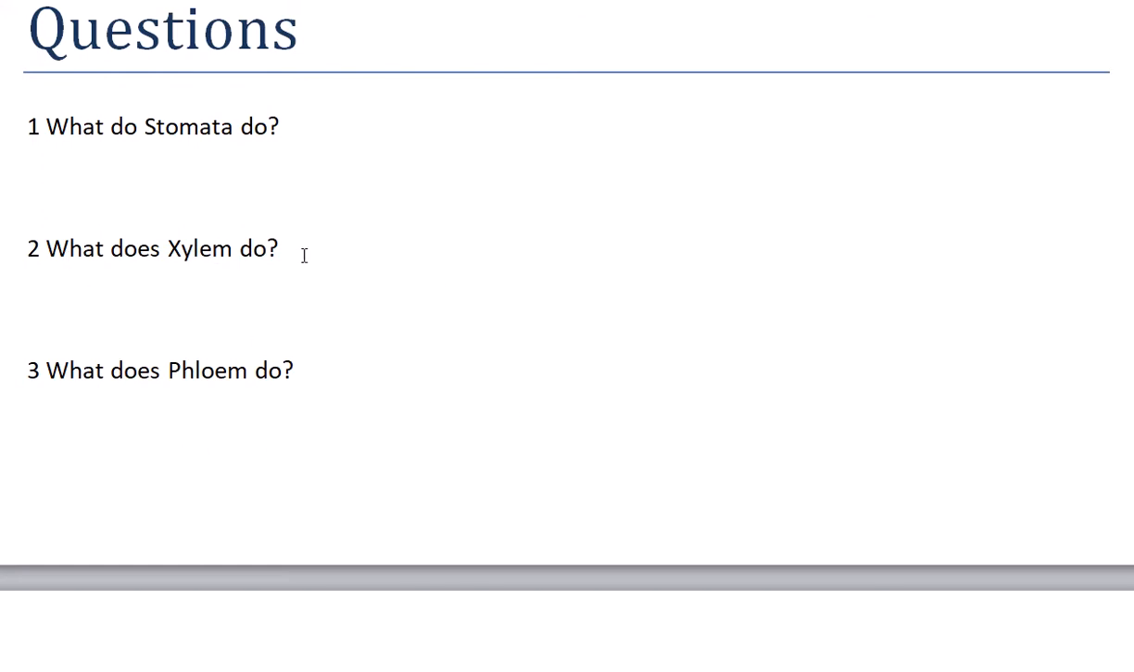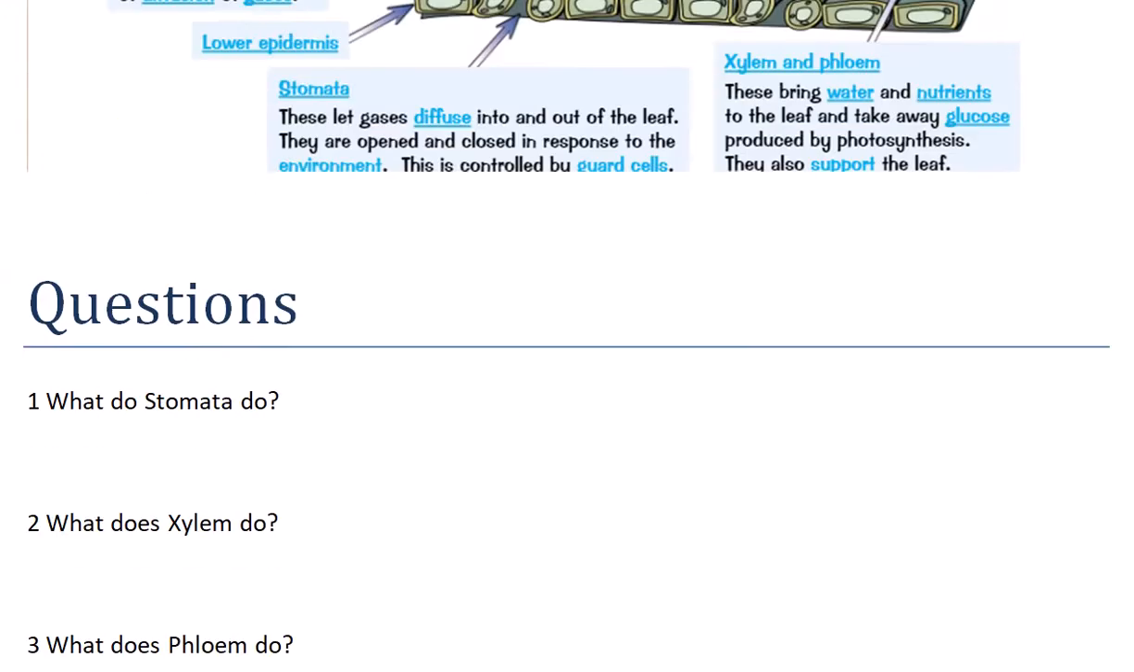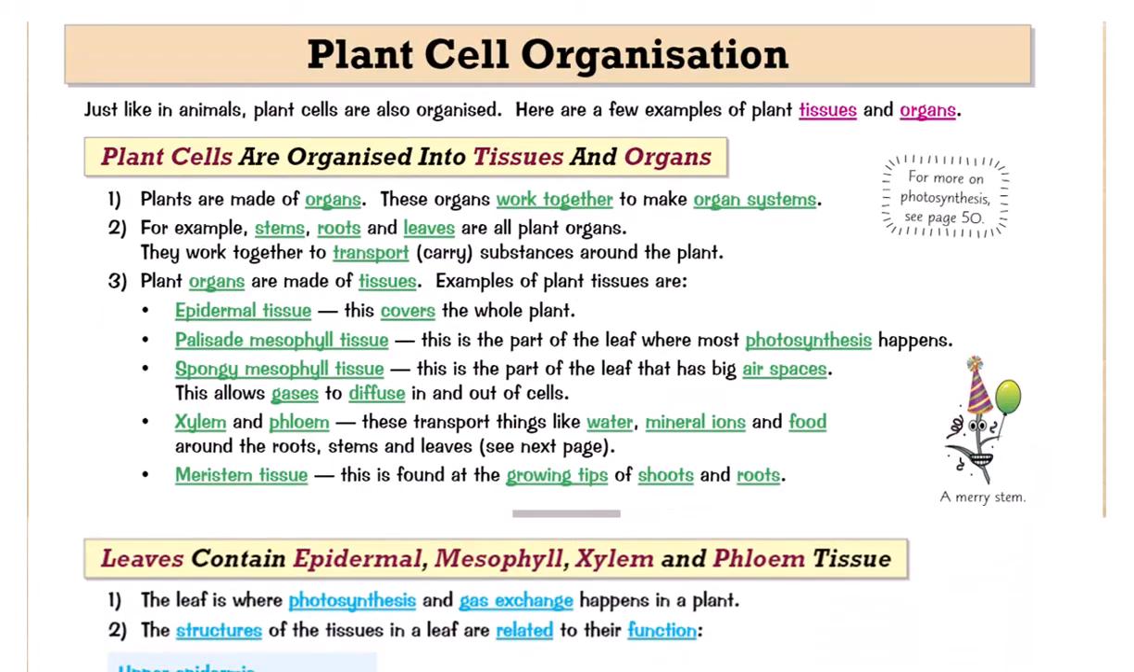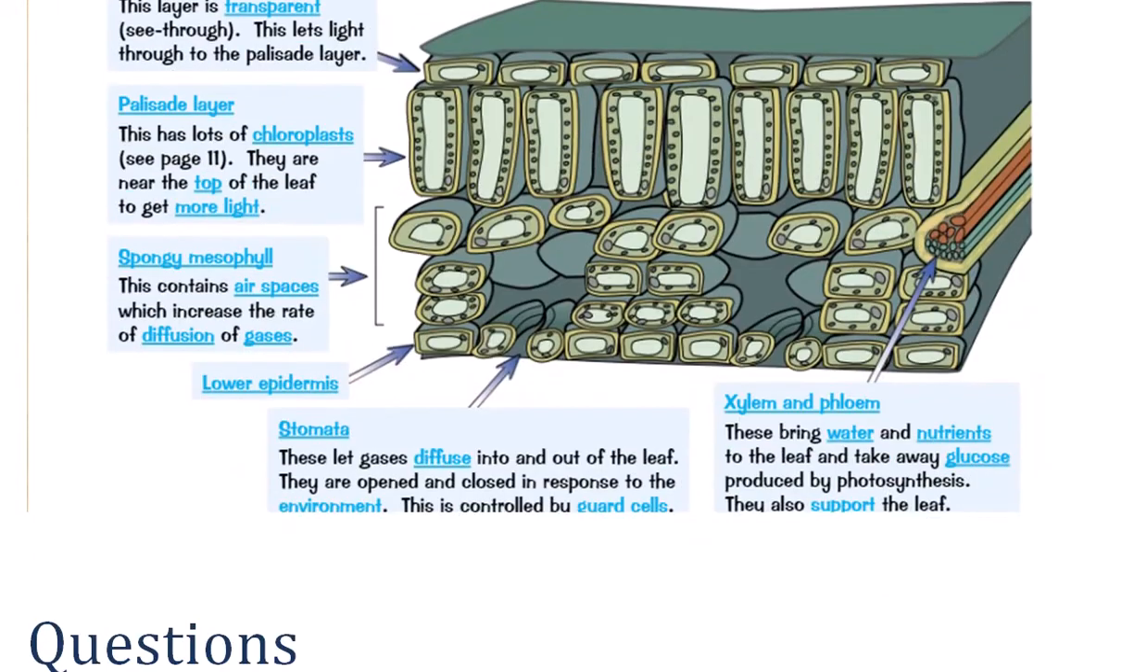What does xylem do? If we go back to the diagram, there we go, xylem and phloem. These bring water and nutrients to the leaf and take away glucose. So xylem is water, phloem is food or nutrients. Okay, next question.